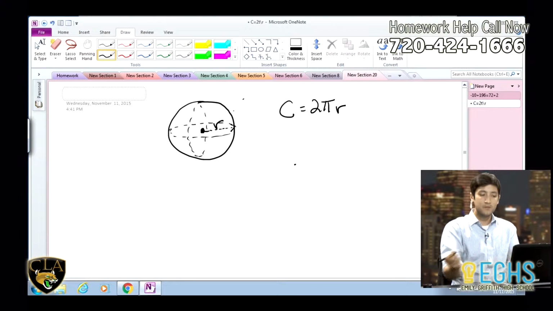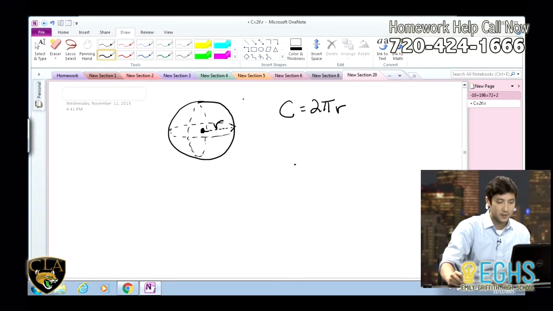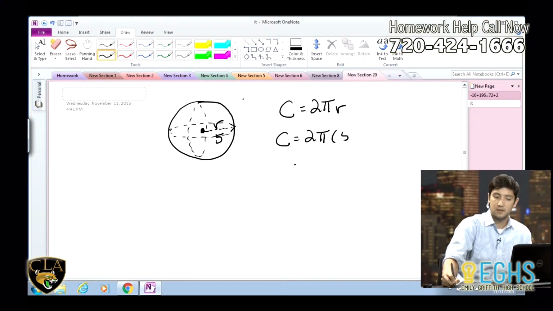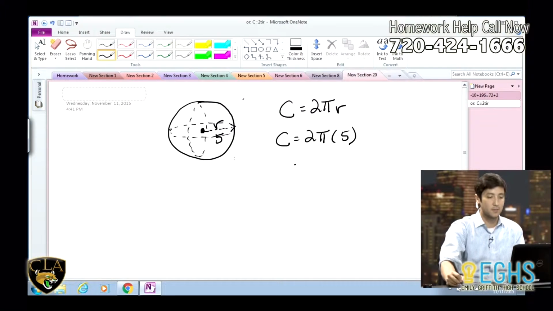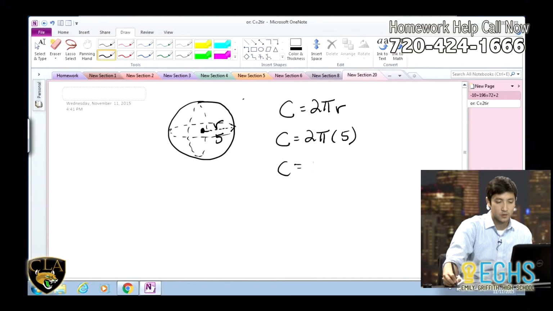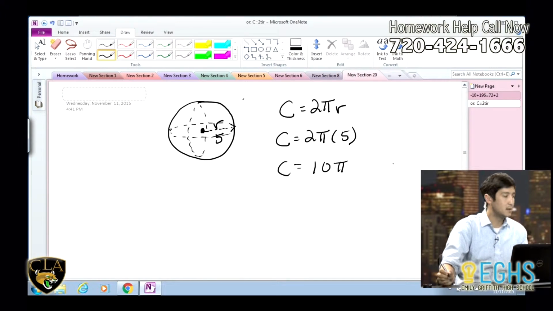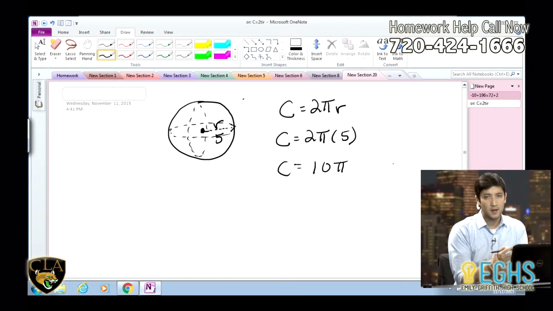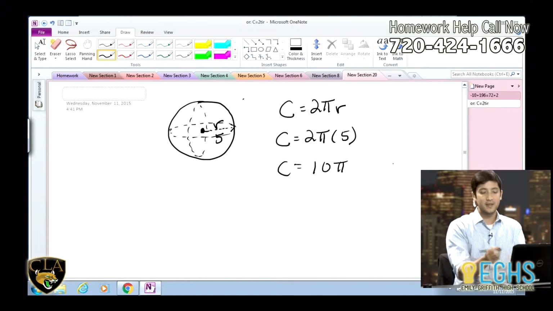So for example, if in this case my radius I'm told is 5, all I'm going to do is plug that in, c equals 2 times pi times 5, and then just simplify from there. So c is going to equal 10 pi. Depending on what your teacher's asking, this is the most precise answer for the circumference of this particular sphere.